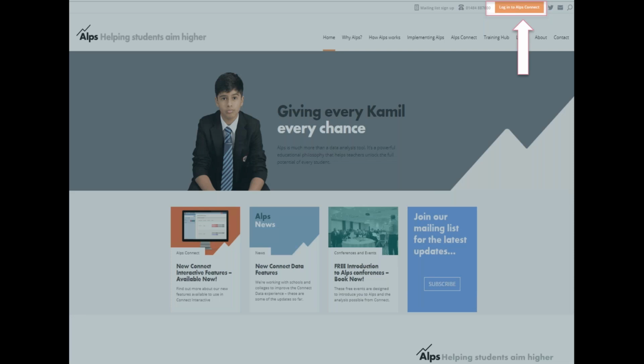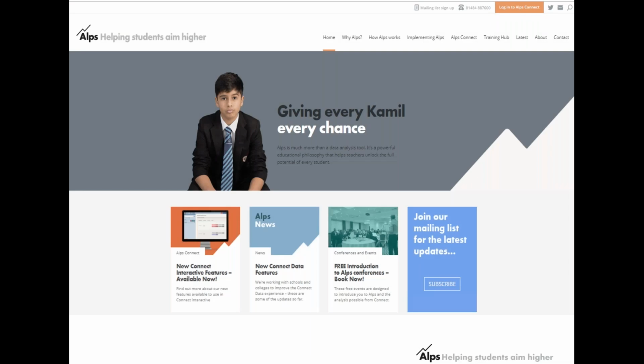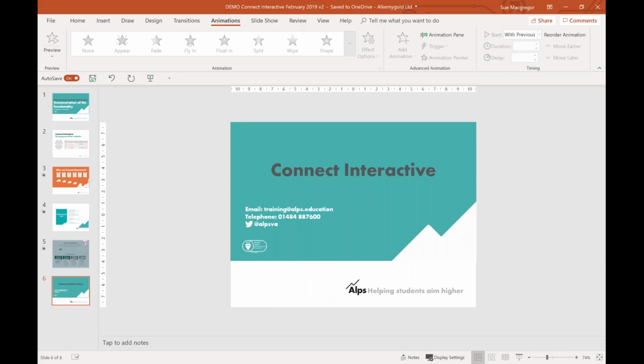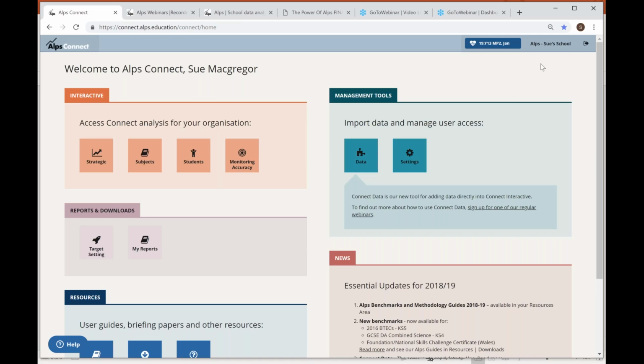Okay, right then. I am going to go into Connect Interactive now. This is my landing page, my homepage. This is my school, and I've got a little blue lozenge there which tells me the grade point that I'm looking at. Now for grade point, read data point, or data collection point, or data drop, or whatever terminology you use. We're translating it into a grade point term.